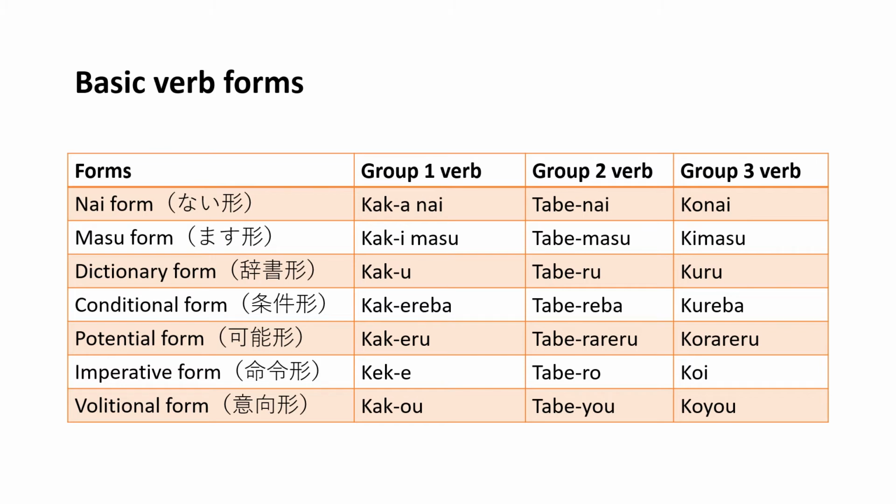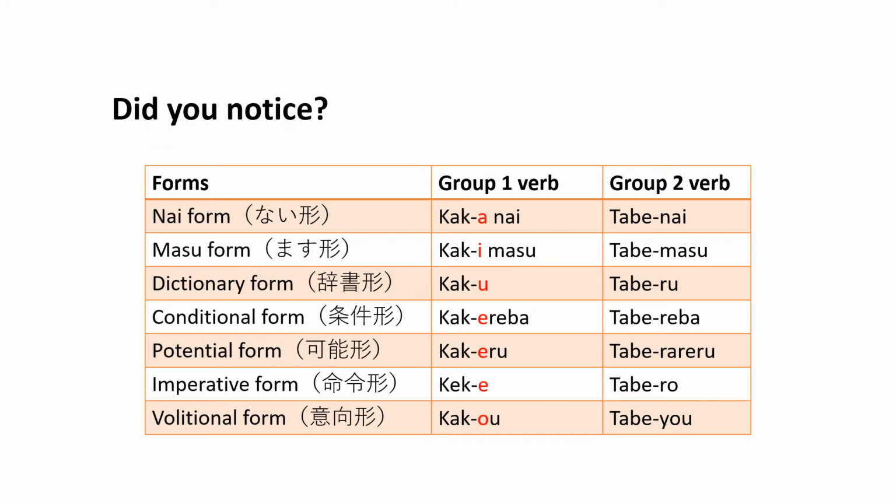The group 3 verbs you just need to memorize because they are very irregular. ない form of 来ます is 来ない, and then mas form is 来ます. Dictionary form is 来る. Conditional form is 来れば. Potential form 来られる. Imperative form 来い. Volitional form 来よう. So we quickly went through 7 verb forms.